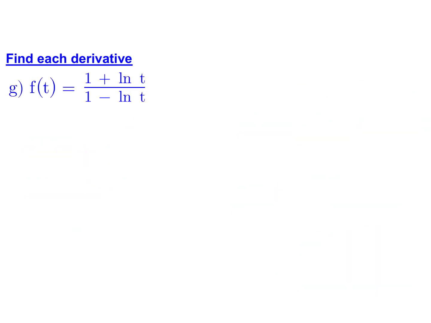All right, next one. And even though we talked about avoiding the quotient rule, I'm going to use the quotient rule for this one. I could make this 1 minus natural log of t all raised to the negative 1 power and then use the product rule. But I think it's good to practice the quotient rule once in a while. So here we go.